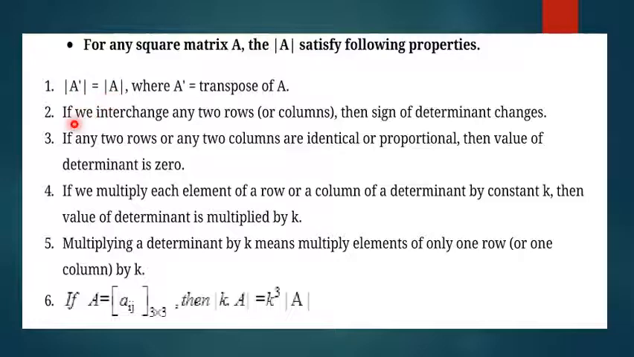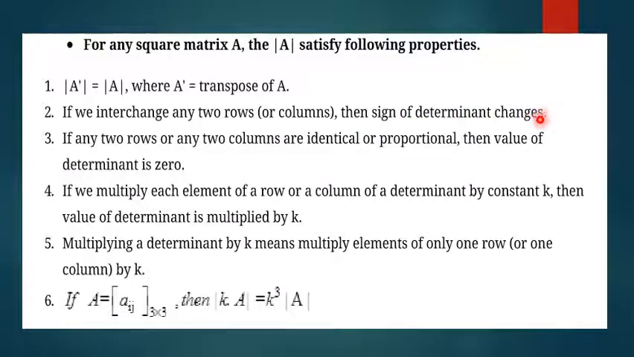If we interchange any two rows or columns, then the sign of the determinant changes. That is, if we interchange any two rows or columns, then the sign of the determinant changes.